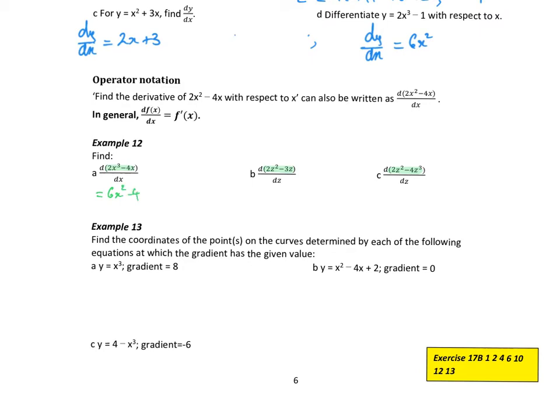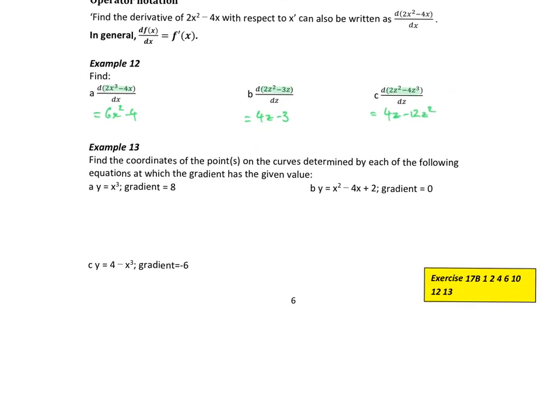For b, 2 times 2 is 4, z minus 3. And again, 2 times 2 is 4z minus 12z squared. So the notations are different, but the processes are the same.